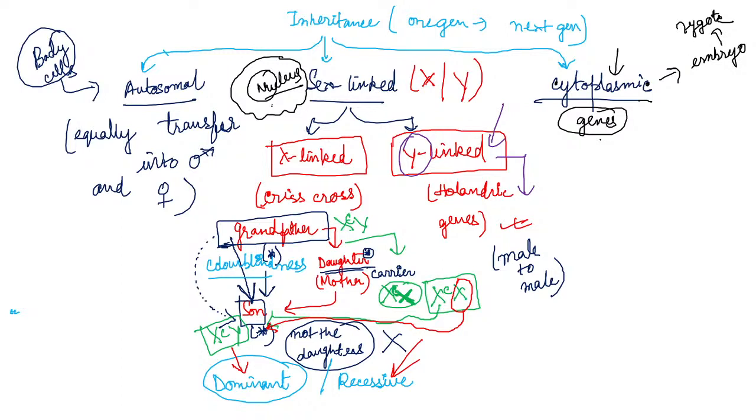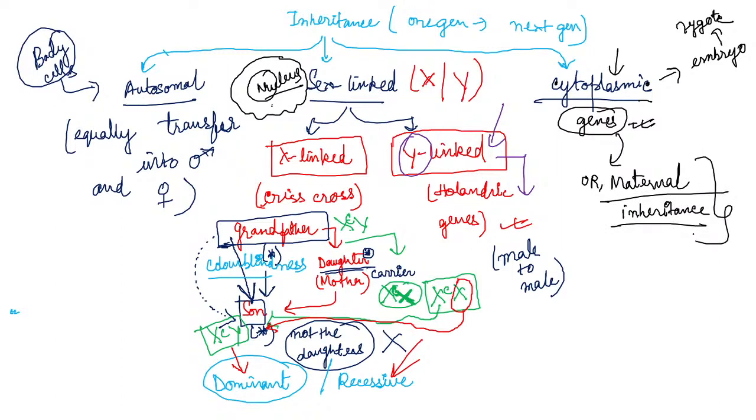Now when your mother is transferring some of her characters from the cytoplasm of her gene to your cytoplasm, then this is known as cytoplasmic inheritance, or else another name of cytoplasmic inheritance is maternal inheritance. That is, your mother can also transfer some of her genes to your cytoplasm, to the growing embryo's cytoplasm, right? And that is known as maternal inheritance. Clear, students?